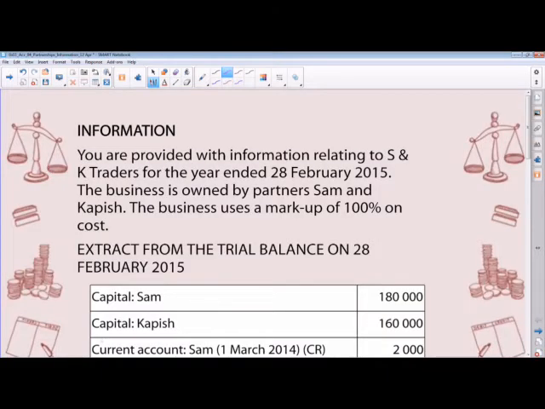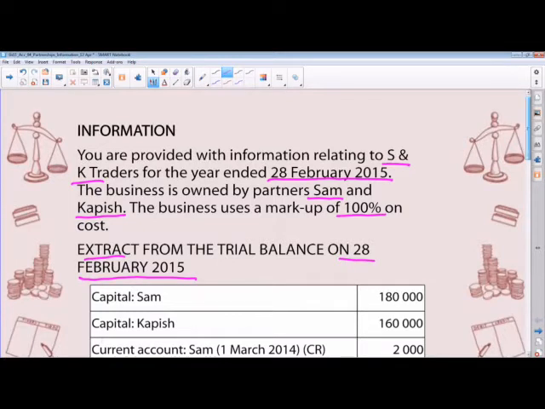Right, so the information that is given to us, you are provided with information relating to S&K traders for the year ended 28th of Feb 2015. The business is owned by partners Sam and Capiche. The business uses a markup of 100% on cost. We're given an extract from the trial balance on the 28th of Feb 2015, so an extract from the trial balance for the year end.